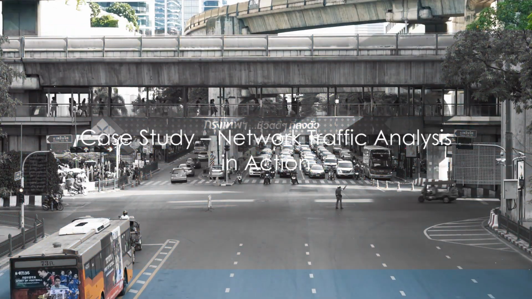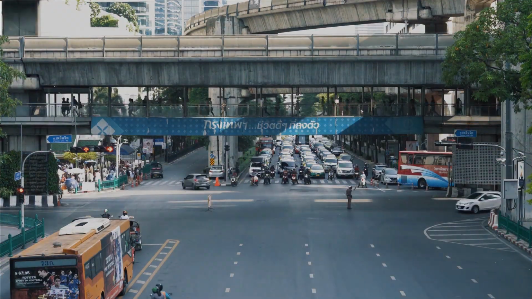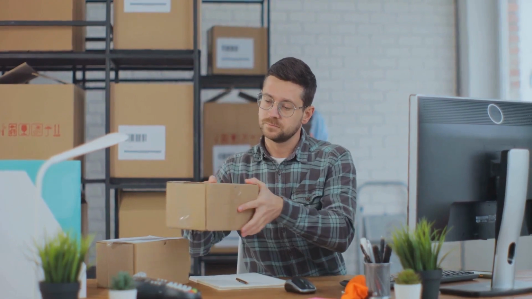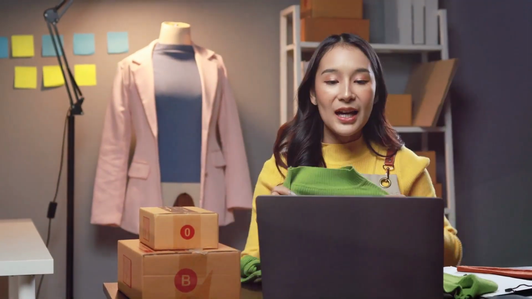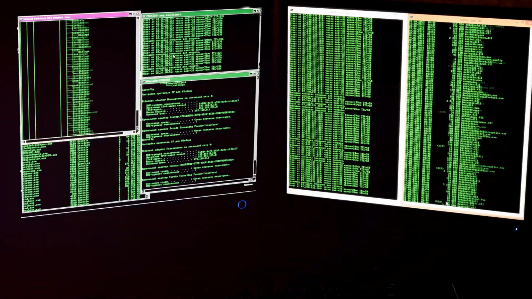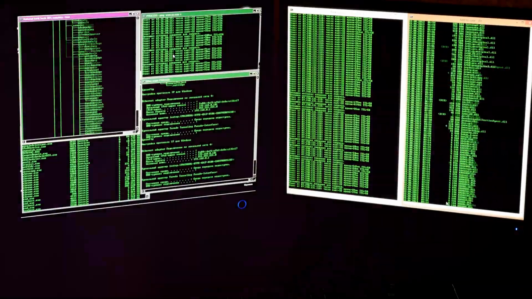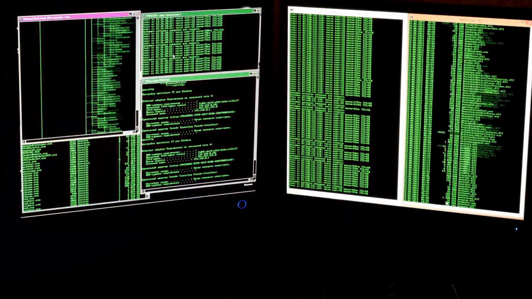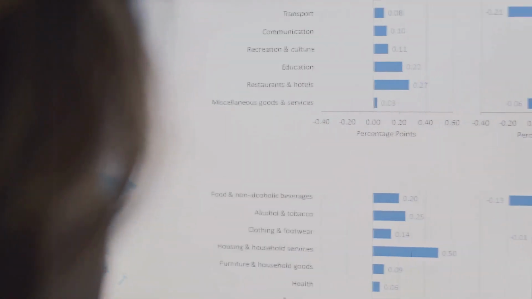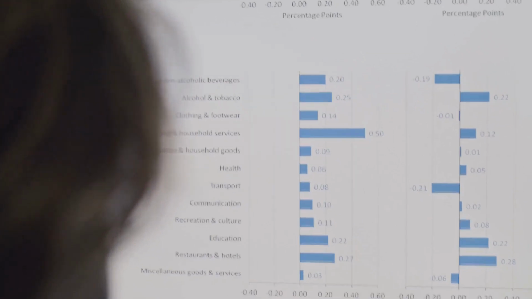Now let's look at a real-life example of network traffic analysis. Imagine a thriving e-commerce company that relies heavily on its online presence. Business is booming, but there's a sudden, unexplained slowdown on their website. Customers start complaining about slow loading times, and the company is at risk of losing sales, fast. Enter the network engineer, armed with the power of network traffic analysis. The engineer starts by collecting data, examining the network traffic in and out of the company's servers.